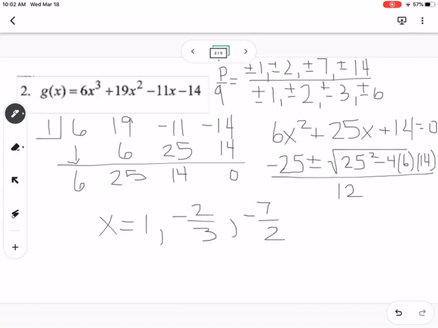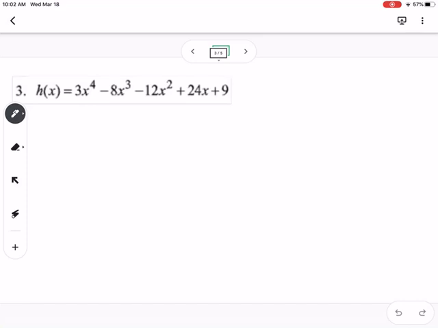Okay, 3 roots, cubic function. Looks like we're good to go. Number 3, let's take a look at that one. So it's 3x to the 4th. I'll do my rational. Let's do the possible roots first.